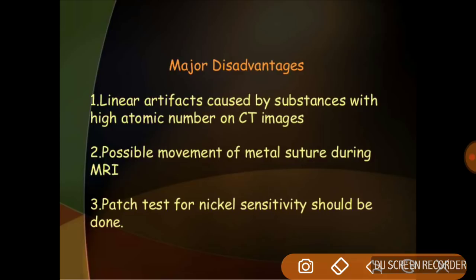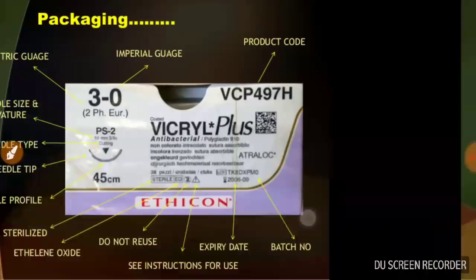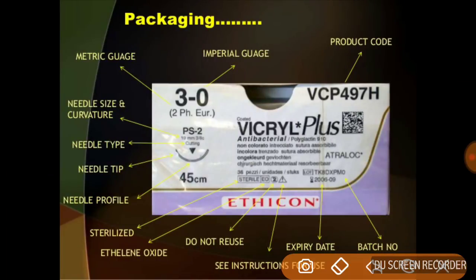What is the disadvantage? There can be linear artifacts by these substances. If you do a CT, you will find artifacts around these wires. Possible movement of metal suture during MRI because of their magnetic property. A patch test for nickel sensitivity should be done before using. So this is a general picture to tell you what to know from this suture material coat.